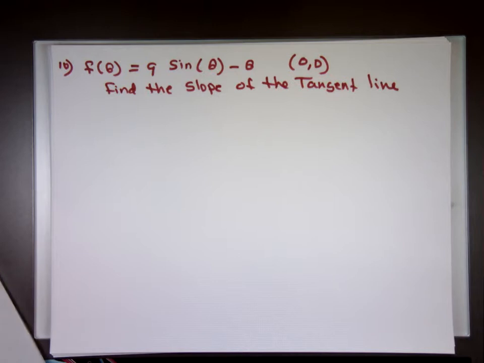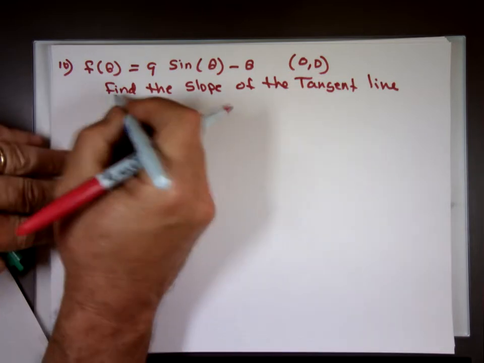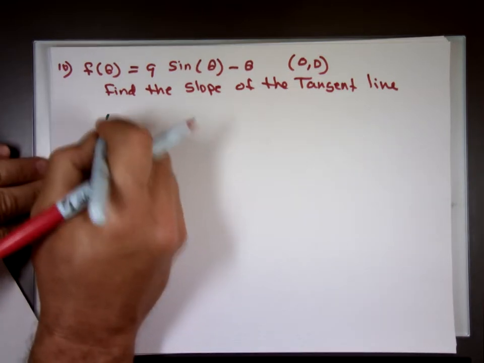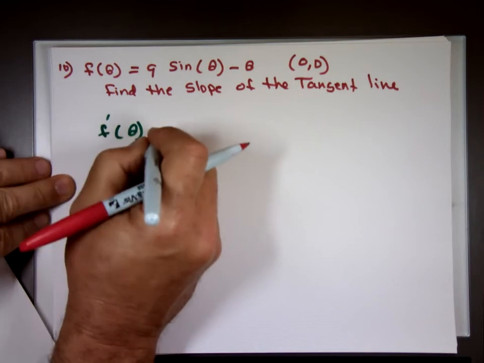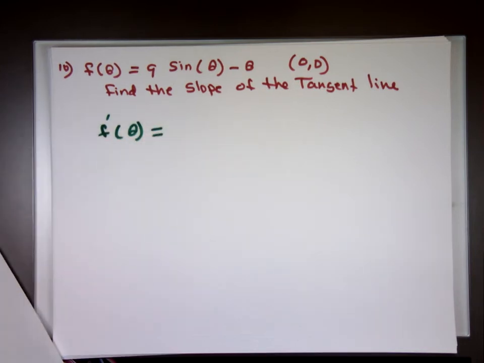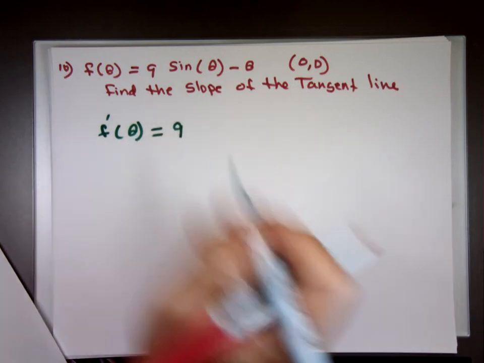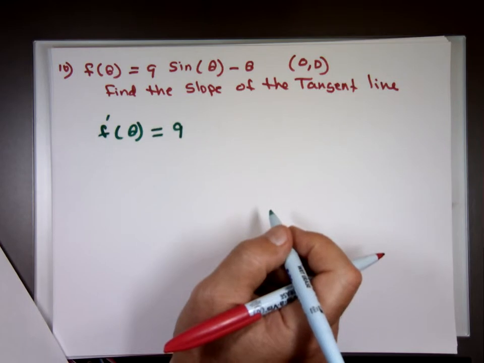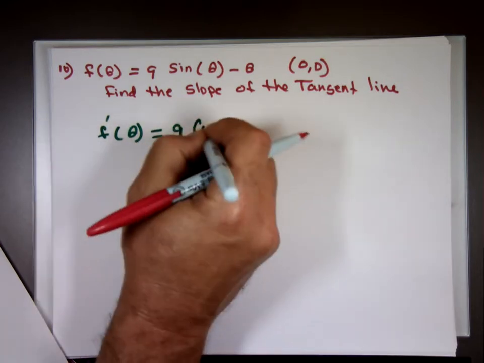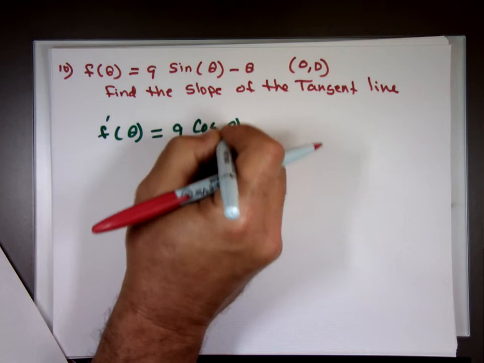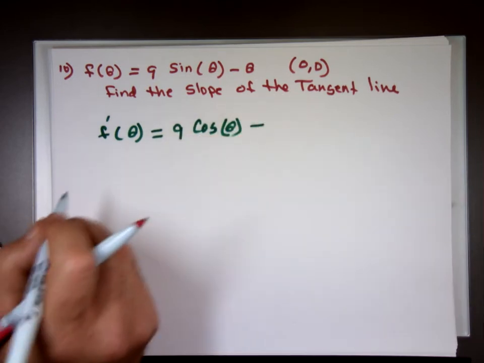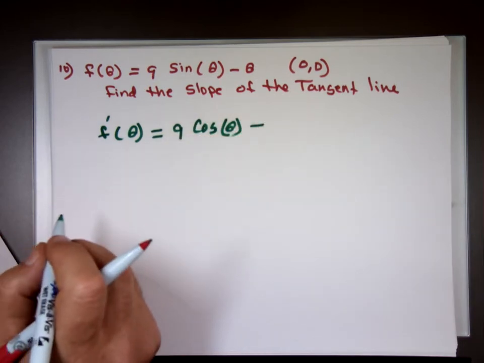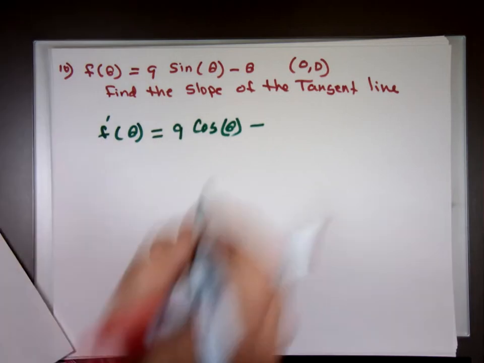What does that mean, find the slope of the tangent line? Find the derivative. Again, theta is like x. What's the derivative? Here's the 9. What's the derivative of sine of x? Cosine of x. So this will be cosine theta. What's the derivative of theta? 1.